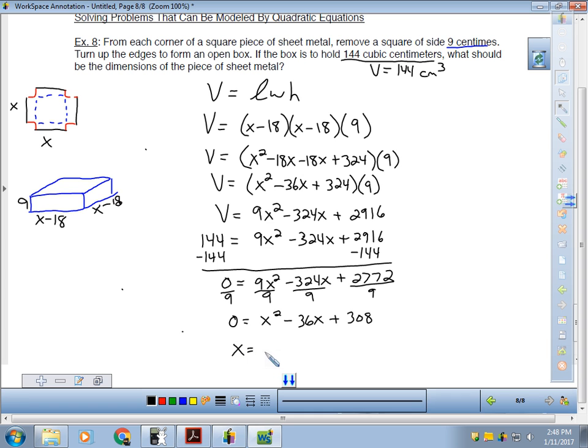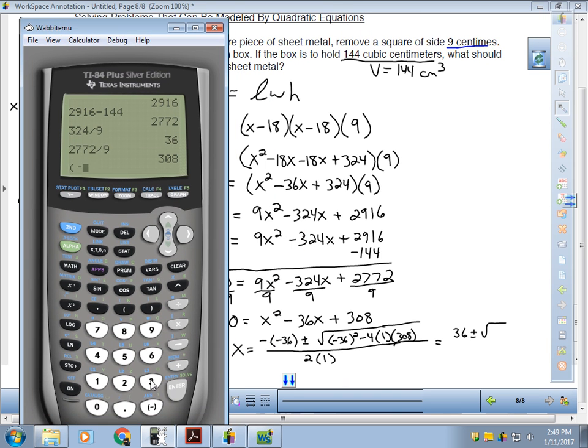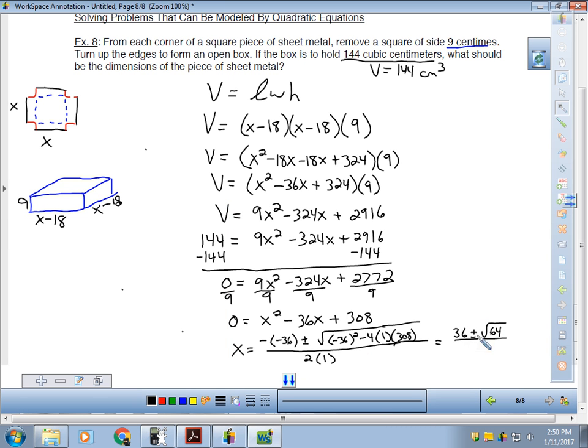So then I'm going to use the quadratic formula to solve. So x equals negative b, so negative 36, plus or minus the square root of b squared, so negative 36 squared, minus 4 times our a, which is 1, times our c, which is 308. All of that is over 2 times our a, which is 1. So this ends up being 36 plus or minus the square root of something. Let's find out what that something is. So we have negative 36 getting squared minus 4 times 1 times 308. So it ends up being 64 over 2 times 1, which is 2.